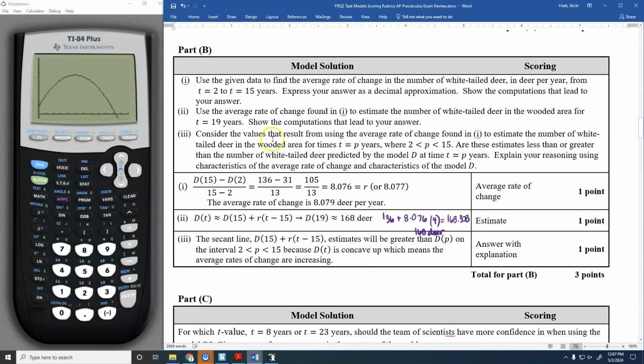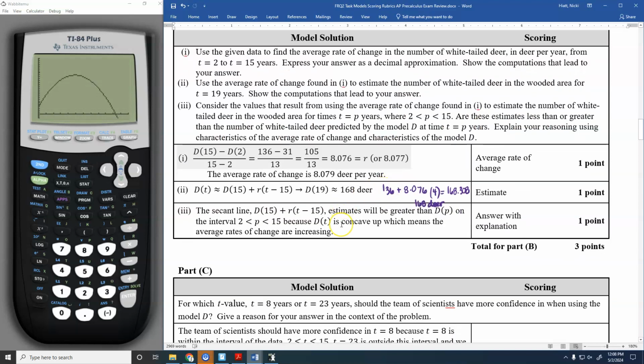Okay, so for this one, it says, consider the values that result from using the average rate of change found in 1 to estimate the number of white-tailed deer in the wooded area. 4 times t equals p, years where 2 is between 2 and 15. Are these estimates less than or greater than the number of white-tailed deer? So if you think about this, you're doing an exponential, and it's exponential growth, right?